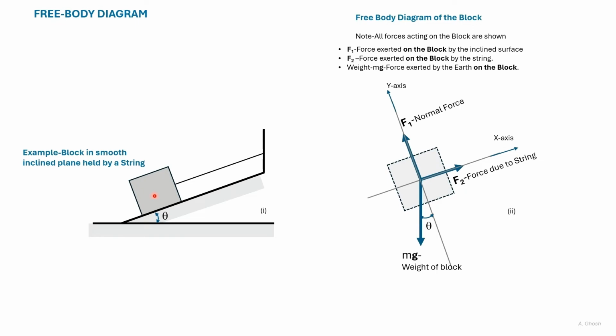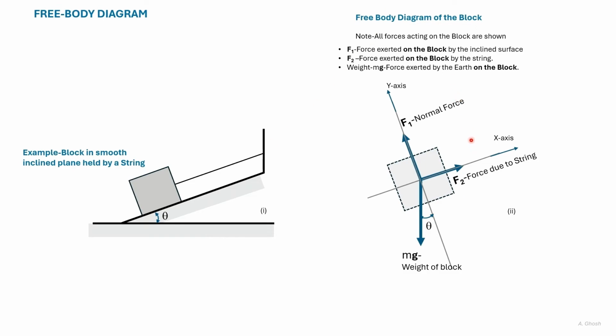The block itself exerts opposite forces, so it pulls the earth, and there's a reaction force on the string, and also there's a force on the inclined plane. There's another action-reaction set here, that of the string pulling the wall and the wall pulling the string.